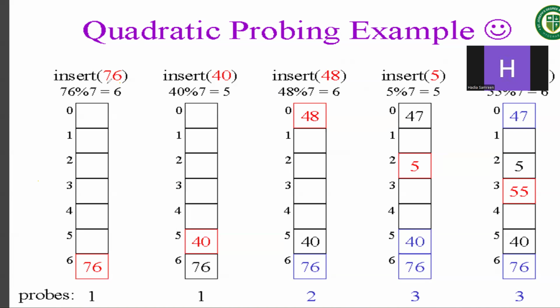So first, 76. There are 7 indexes, and the capacity is 7. So we are using 7 in our hash function. First, we will write the formula for quadratic probing. It is the hash function plus, instead of just i, we will use i squared. So hash function plus i squared is the index value when we use which collision resolution technique?